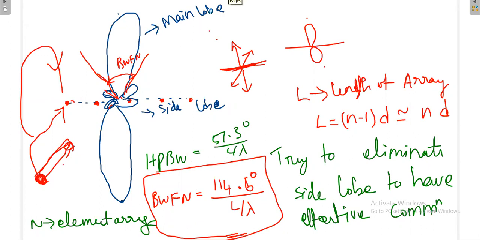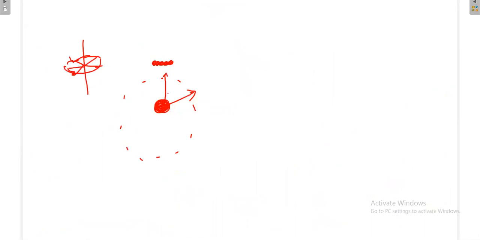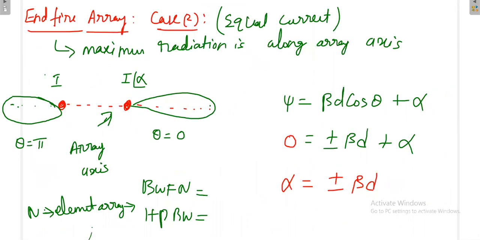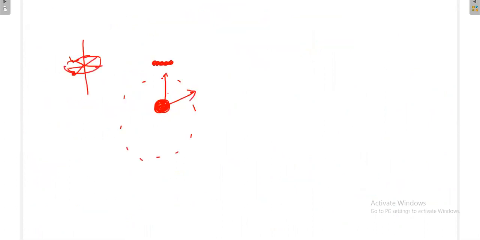So far we have discussed the 2 element array. Now we'll see what an n element array is.